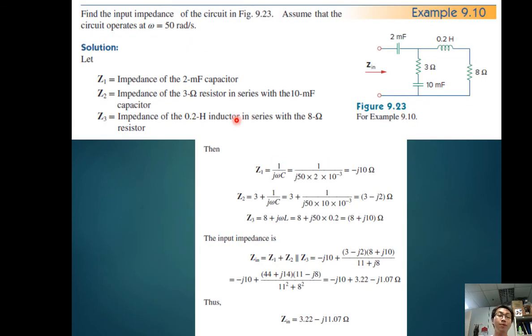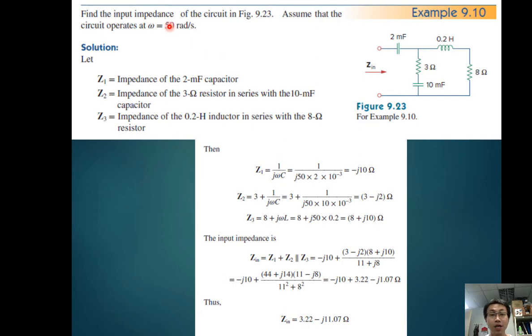Let's have a look at the example. Find the input impedance of the circuit in figure 9.23. Assume that the circuit operates at omega equals 50 radians per second. Z1, I have a 2 millifarad capacitor. Z2, I have a 3 ohm resistor and a 10 millifarad capacitor. Z3, I have a 0.2 Henry inductor and 8 ohm. So the first thing is we need to change R into impedance. So Z1, where is Z1? It's 2 millifarad. I use 1 over j omega C.